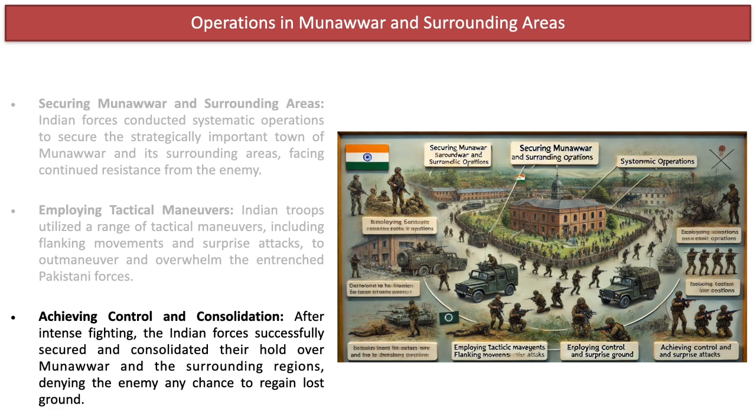The consolidation was crucial for maintaining momentum in the broader conflict, and with Munawar secured, the Indian army could focus on further strategic objectives, knowing that their rear was safe and they had a strong defensive line to build upon. It was a textbook example of how to turn a tactical victory into a strategic advantage, demonstrating the Indian Army's capability to not only win battles but also to hold and build on their successes.